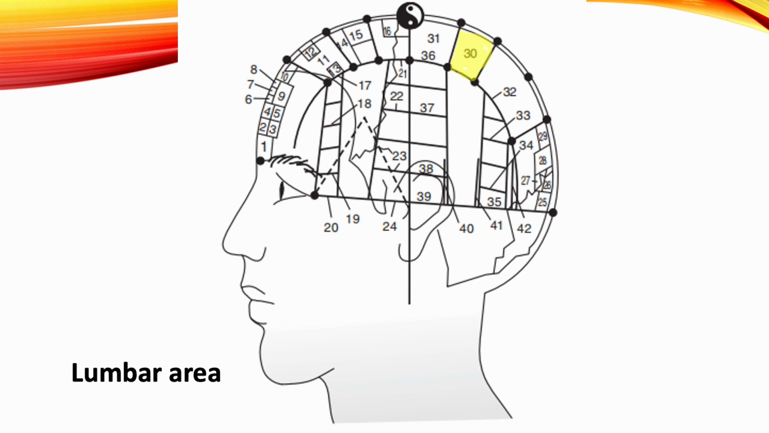Lumbar area, number 30. This area is the posterior 1/2 portion of the lumbar sacral area. Sacral area, number 31. This area is the anterior 1/2 portion of the lumbar sacral area.